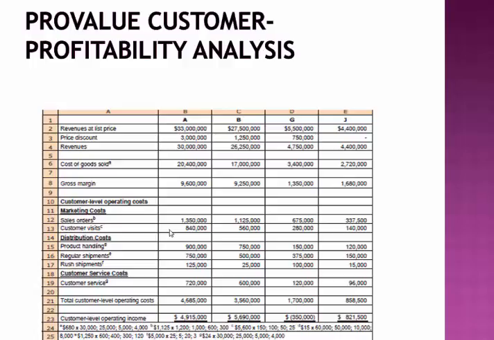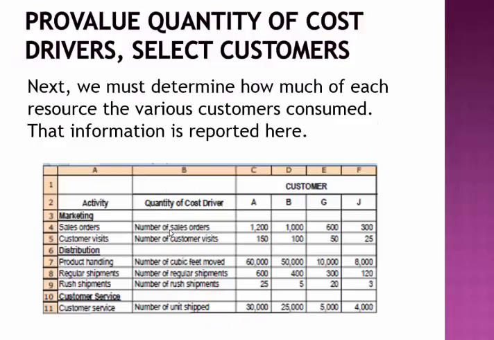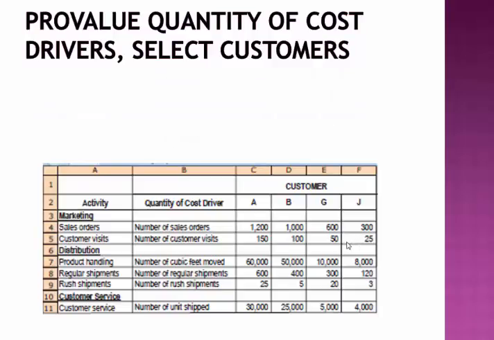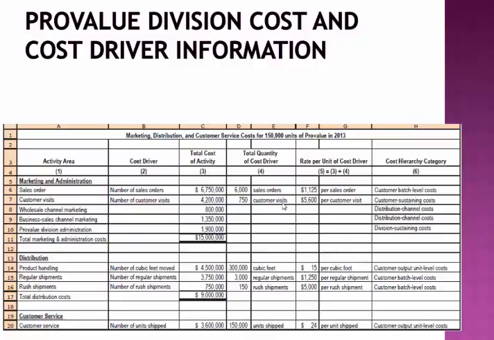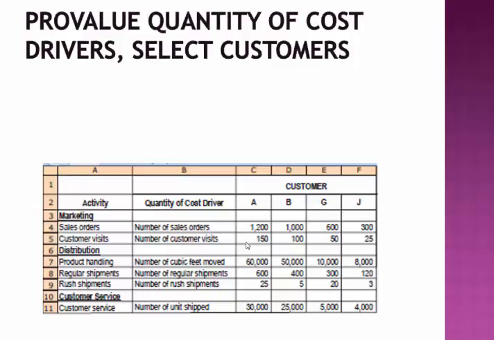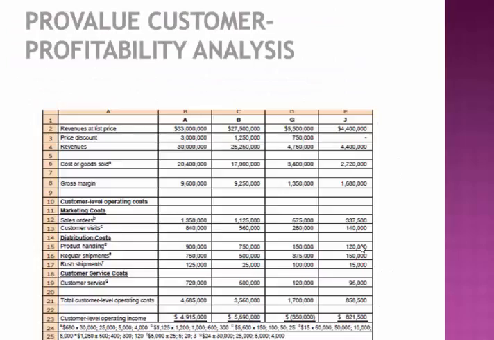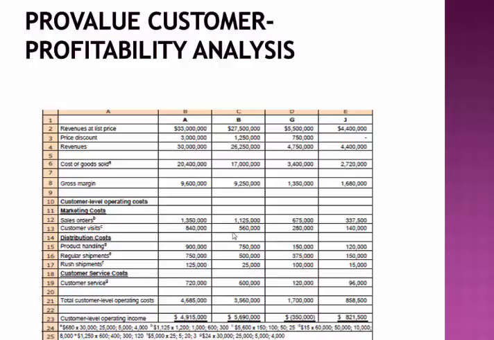Customer visits. How many customer visits did we have? We had 150, 100, 50, and 25. We also calculated $5,600 per visit. So $5,600 times 150 for A, 100 for B, 50 for G, and 25 for J gives us customer cost on a per customer basis. So 840,000, 560,000, 280,000, and 140,000.